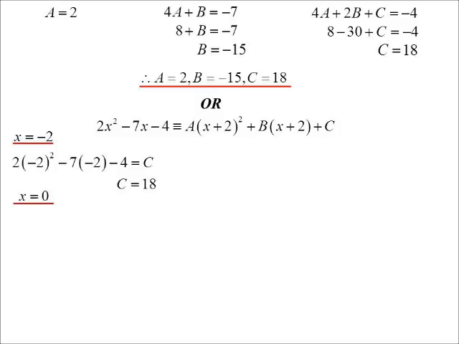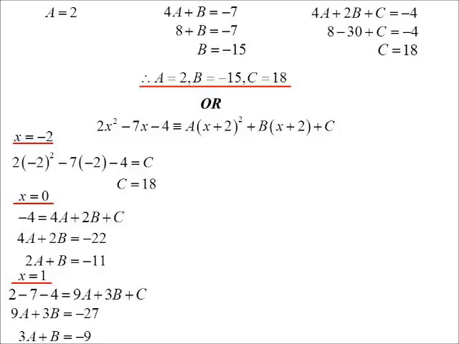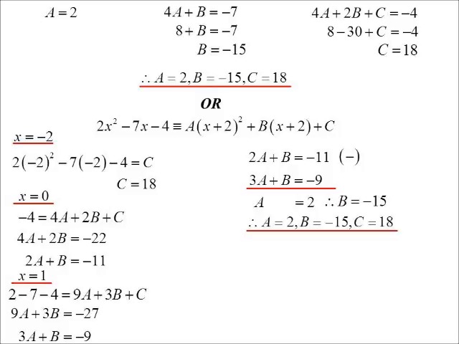If I sub in x equals 0, because that's usually an easy number to substitute in, I'll get an expression like this. 4a plus 2b plus c is negative 4. That breaks down because I now know c is 18. I get 2a plus b is negative 11. If I use x equals 1, I can get another expression, and I'll get 3a plus b is negative 9. I've now got simultaneous equations I could do to find a and b. So we solve those simultaneously. I end up with a is 2, b is negative 15.